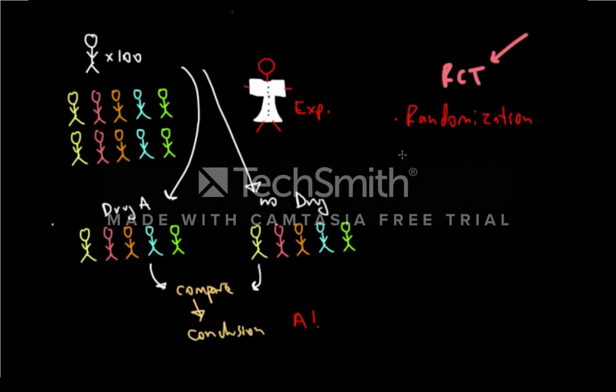The next parameter of RCTs we're going to look at is blinding. Blinding is extremely important in randomized control trials.